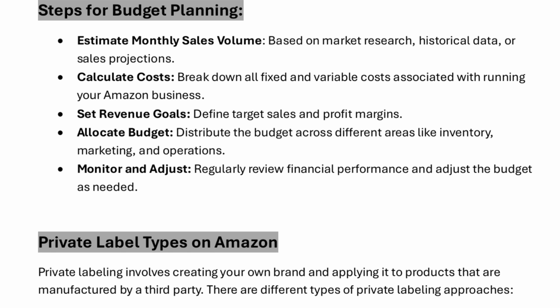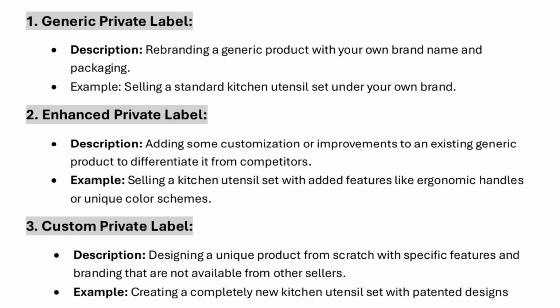Private label types on Amazon. Private labeling involves creating your own brand and applying it to products that are manufactured by a third party. There are different types of private labeling approaches. Number 1. Generic private label. Description. Rebranding a generic product with your own brand name and packaging. Example. Selling a standard kitchen utensil set under your own brand.